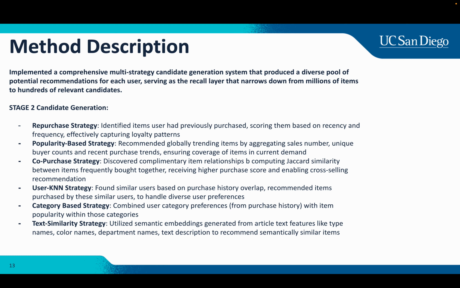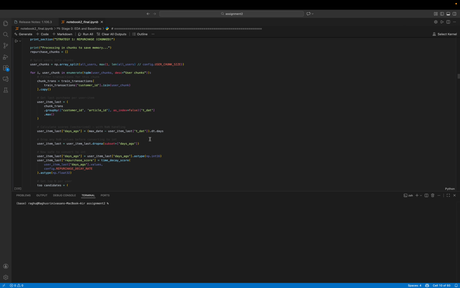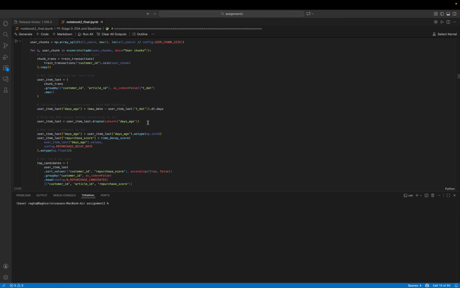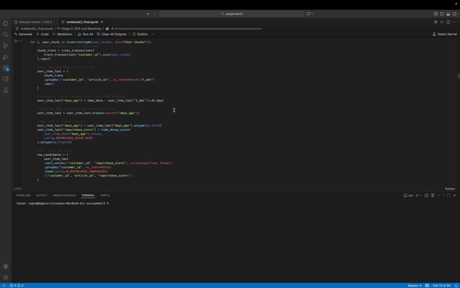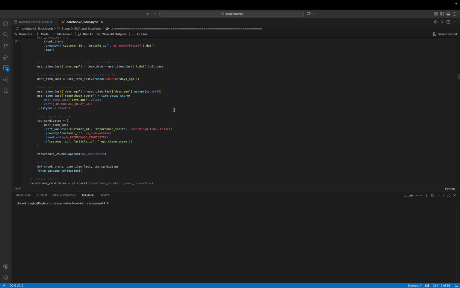So repurchase strategy is one of them. This is something that I implemented here in the notebook, which checks the repurchase strategy, identifies users who have previously purchased, and scores them based on recency, effectively capturing user loyalty patterns and repeat purchase behavior.